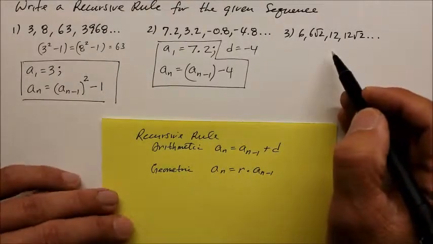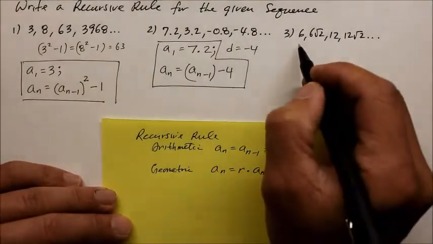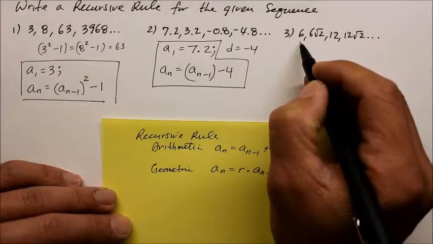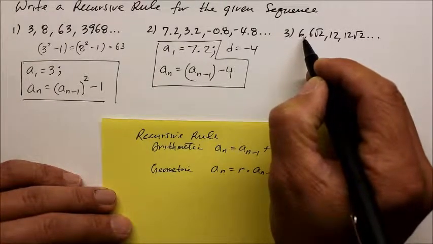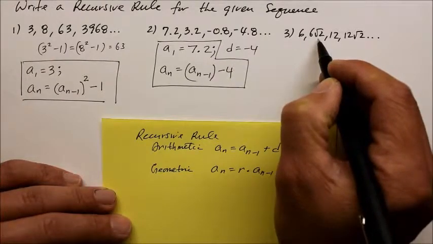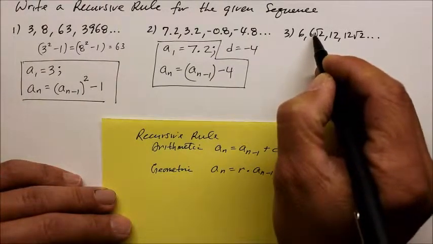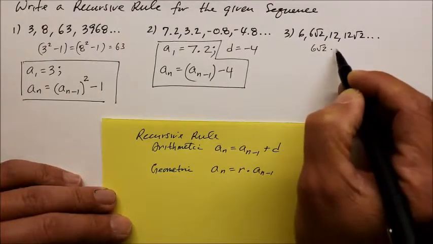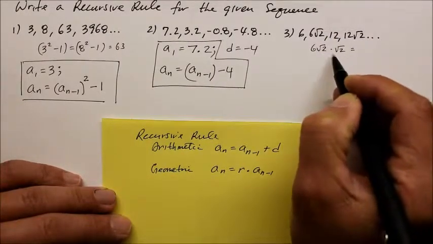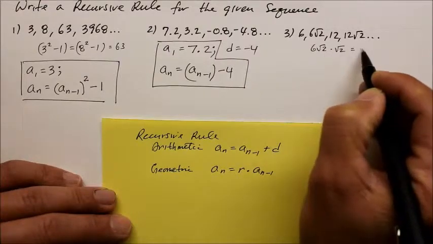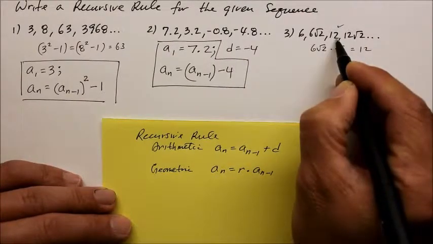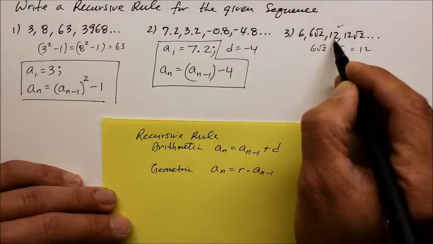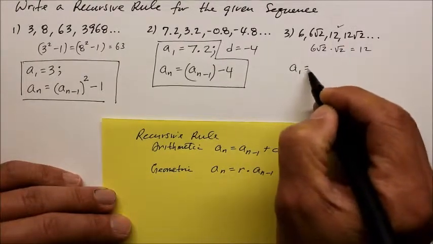And how about this one? Now, if you said, well, it looks like all you're doing is multiplying by the square root of 2. So you got 6 square root of 2 times another square root of 2. Well, the radicands come out as a 2, so it becomes 12, which explains that one. So again, the initial term, a sub 1, is 6.